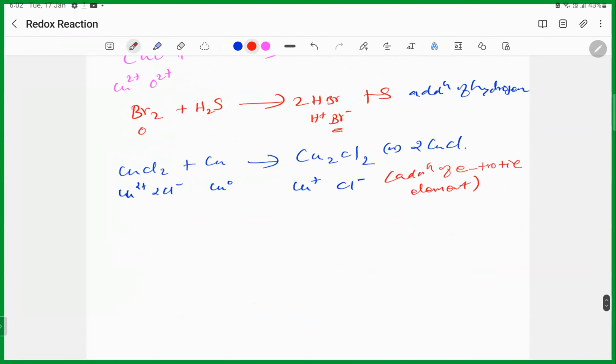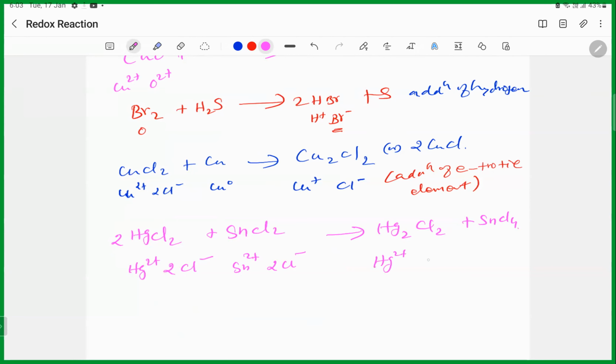This is the way. And one more example: mercuric chloride, Hg2+ and 2Cl-. When you add tin chloride SnCl2, Sn2+ and 2Cl-, it gives Hg2Cl2 plus SnCl4. So totally 4 chlorines are there, 2 are there, 2 go there. So what happened? Hg2+ and Cl-. So how can you write it?